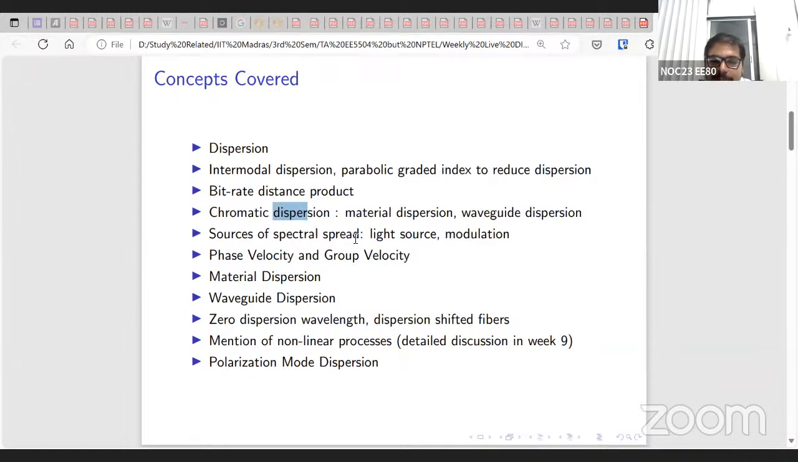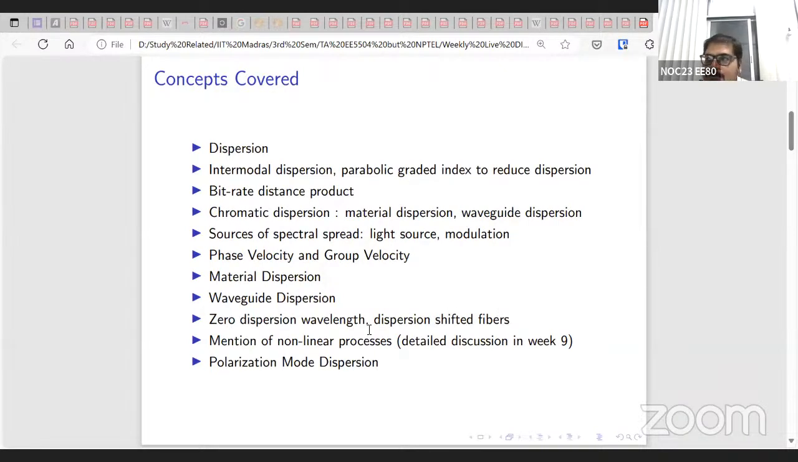Before that, we discussed the spectral spread, how even if you have a light source with very low line width, modulation will introduce its own spread of spectrum. And in case of some sources of light, even the light source can contribute significantly to the spectral spread. Then we introduced the concept of phase velocity and group velocity, not going too much in depth, but mentioning their definitions. Then material dispersion in detail, waveguide dispersion in detail. Then a brief discussion about what kind of dispersion we see in single mode fibers.